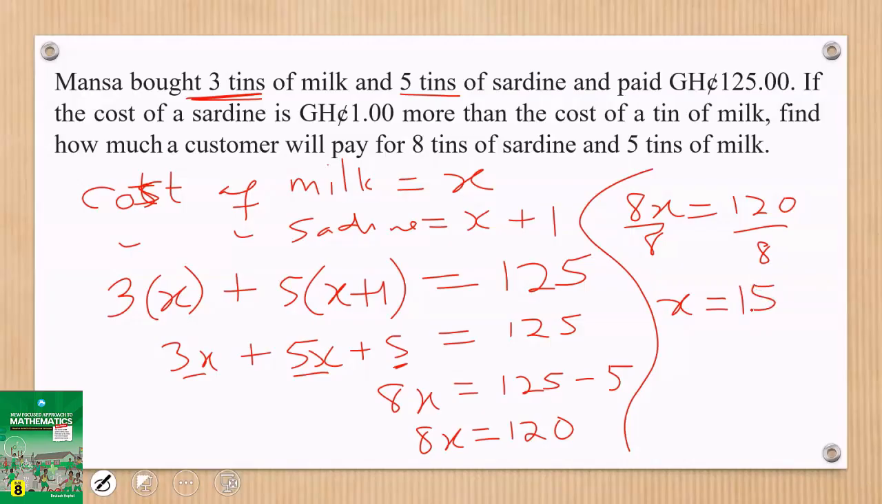You can pause the video and do the long division yourself, or you can just break them into pieces. 2 divides 8 as 4, and 2 divides 120 as 60. 2 again can divide 4, and 2 again can divide 60. So you can get your 15 from there.